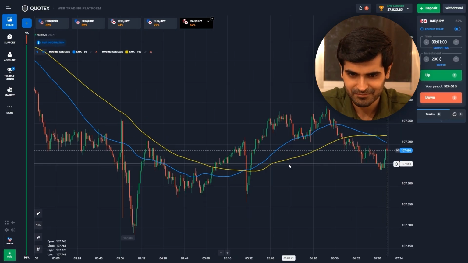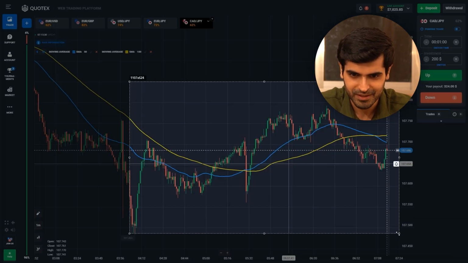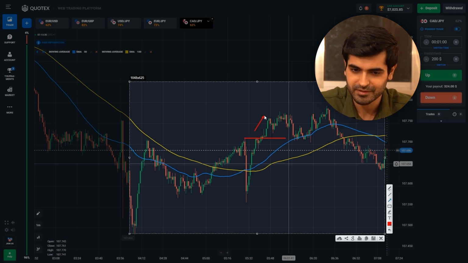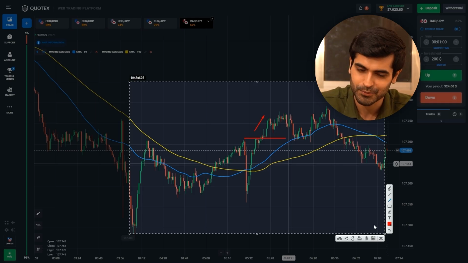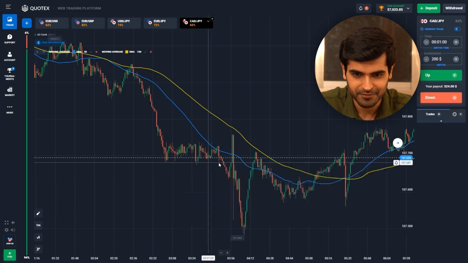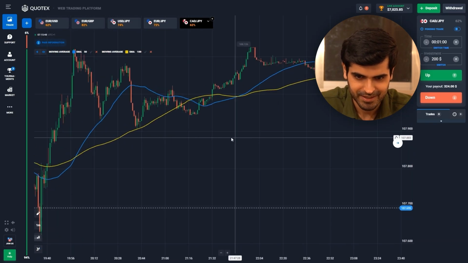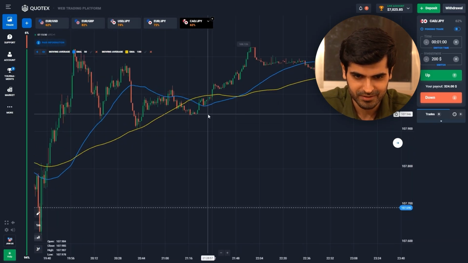Now let's look at an example of a long entry. The blue MA is above the yellow one and there's a breakout. Price moves up and we make money. It's so simple that even a beginner can do it. Now let's find a moment where the MA lags behind the price. Here it is, a very common occurrence.